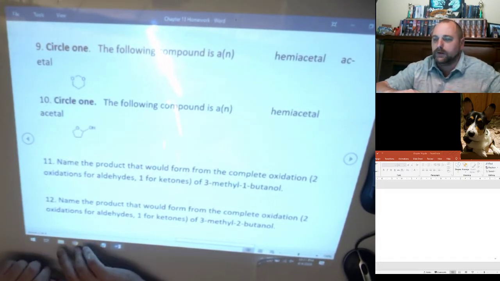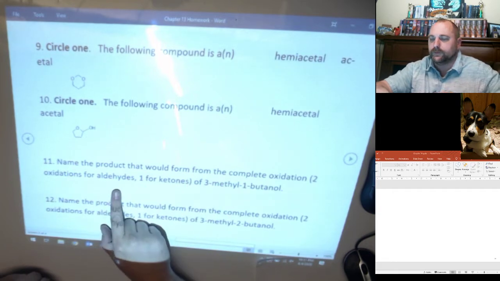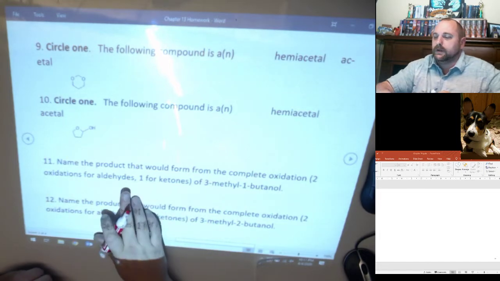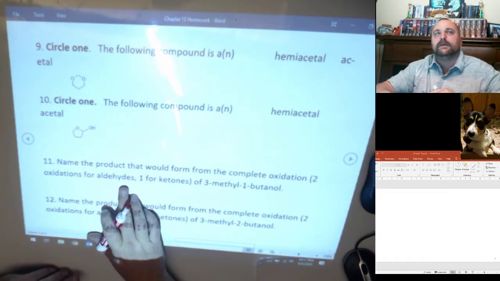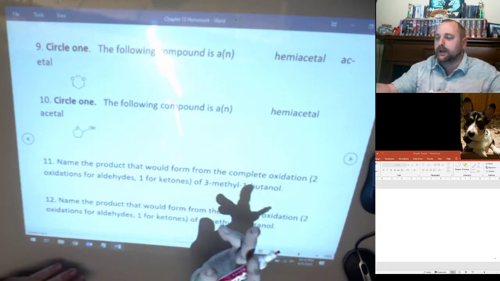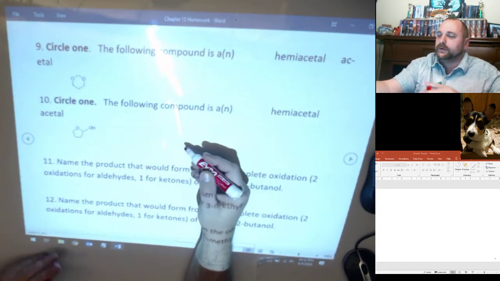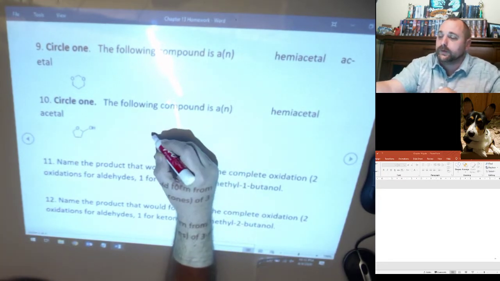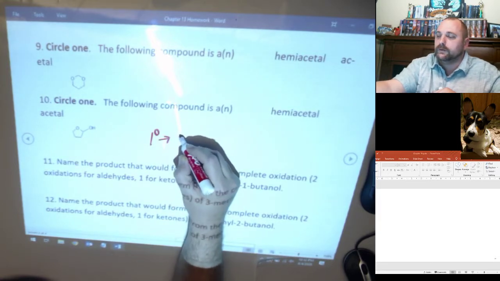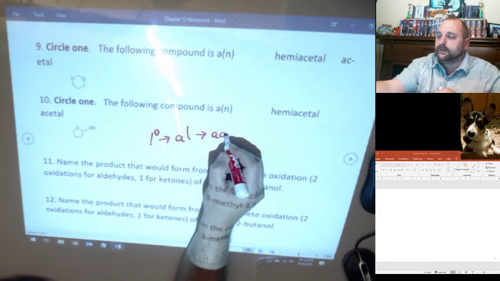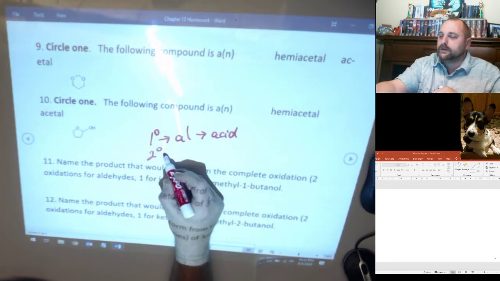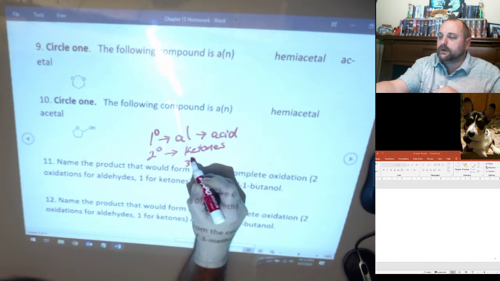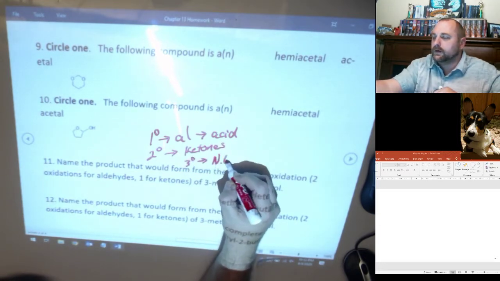Complete oxidation. So this says 2 oxidations for aldehydes, 1 for ketones. Oh man, there. So if you make an aldehyde, it doesn't stop at the aldehyde. It goes on to carboxylic acid. And so here's the answer to these already. I can go ahead and jot this down. I know this is going to come up in this test. And so primary goes to aldehydes, goes to acid. Secondary alcohols go to ketones. Tertiary alcohols go to nothing, no reaction.